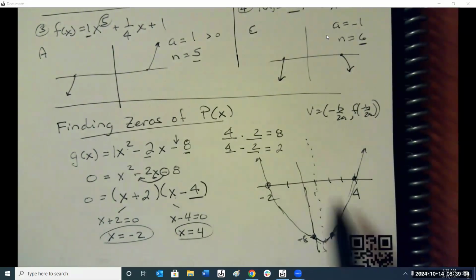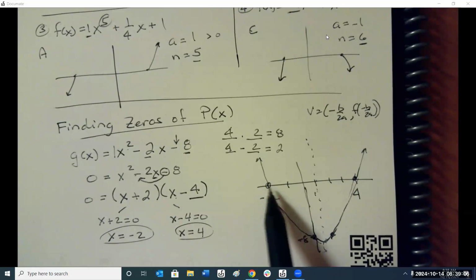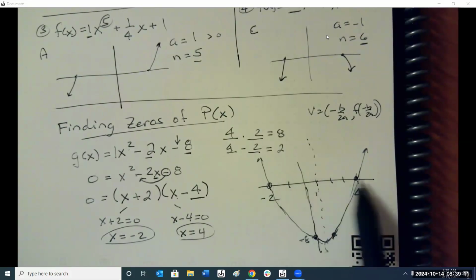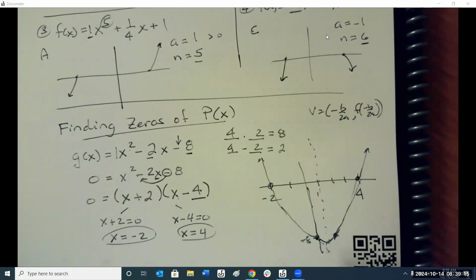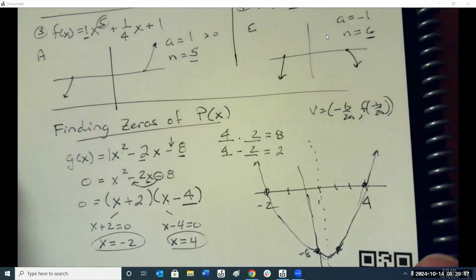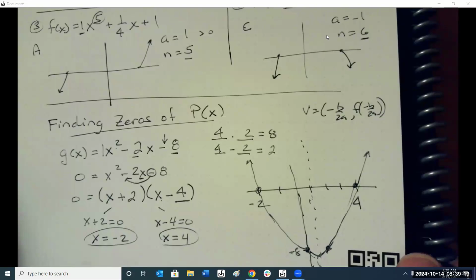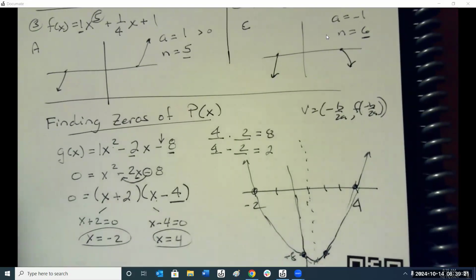In other words, the axis of symmetry, the vertex, will only be at the midpoint between our x-intercepts on a quadratic equation. It won't always be the case when it comes to cubic or quartic or anything else higher than that. So we have to work it out by hand.